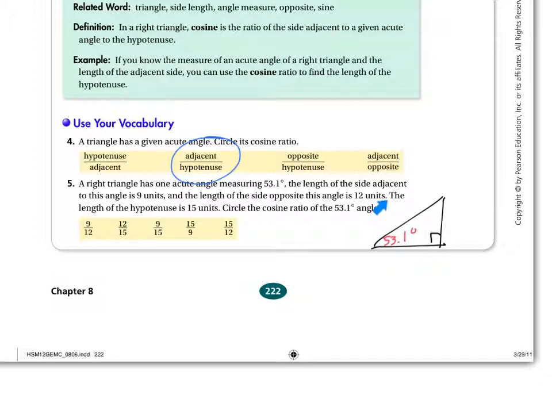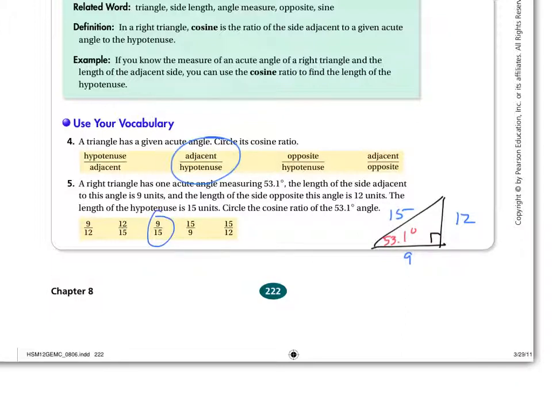Do I put that here? No, what's that? The hypotenuse, so it goes here, right? So the side adjacent is 9 units, and then the side opposite would have to be here, 12 units. The length of the hypotenuse is 15. Circle the ratio of the cosine of 53.1 degrees. Yeah, so it has to be adjacent over that hypotenuse, so 9 over 15 is correct.